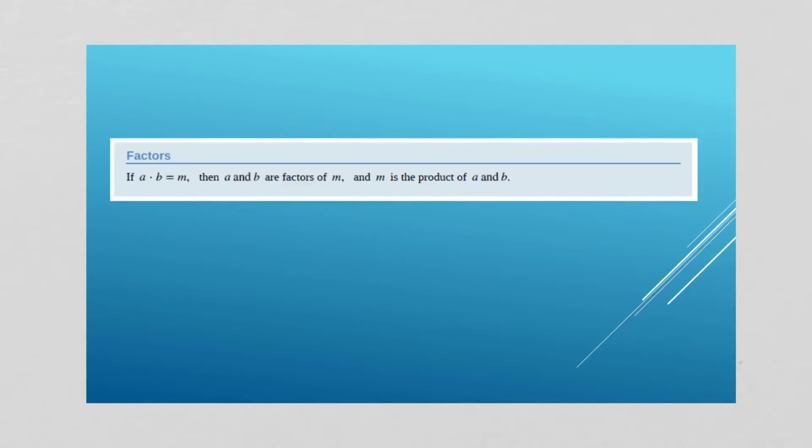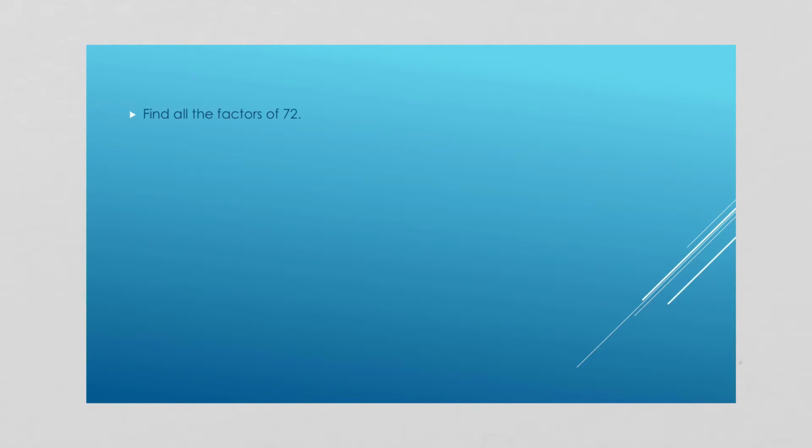If A times B equals M, then A and B are factors of M. So a factor is something that can go into the number evenly. If I want to list all the factors of 72, here's the easiest way that I have found.